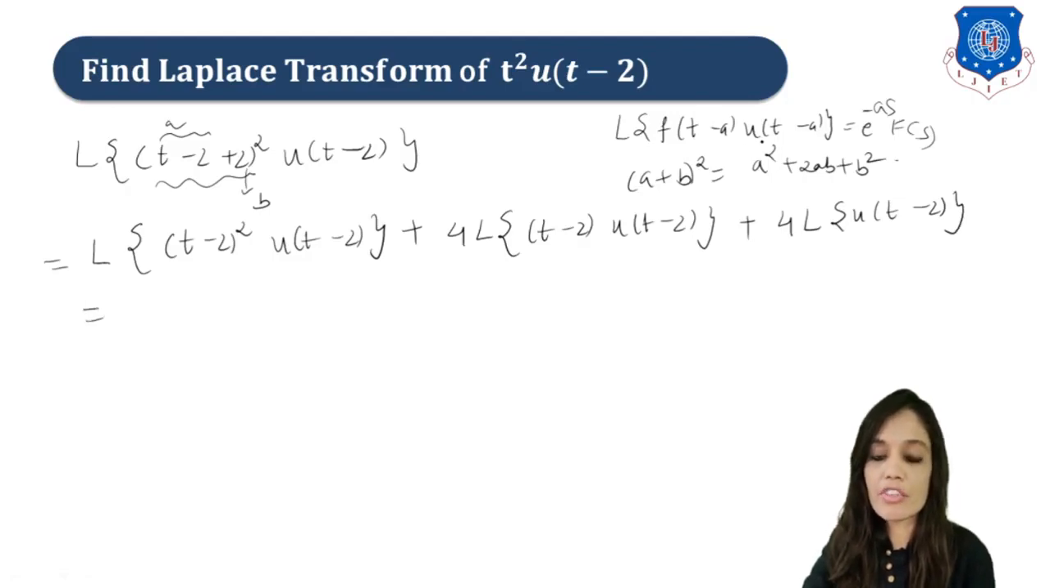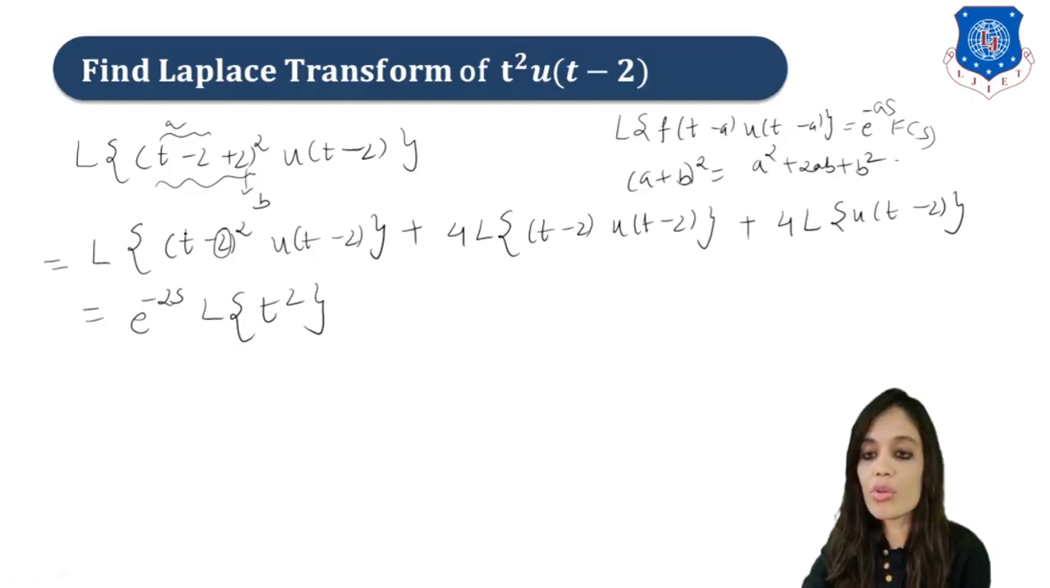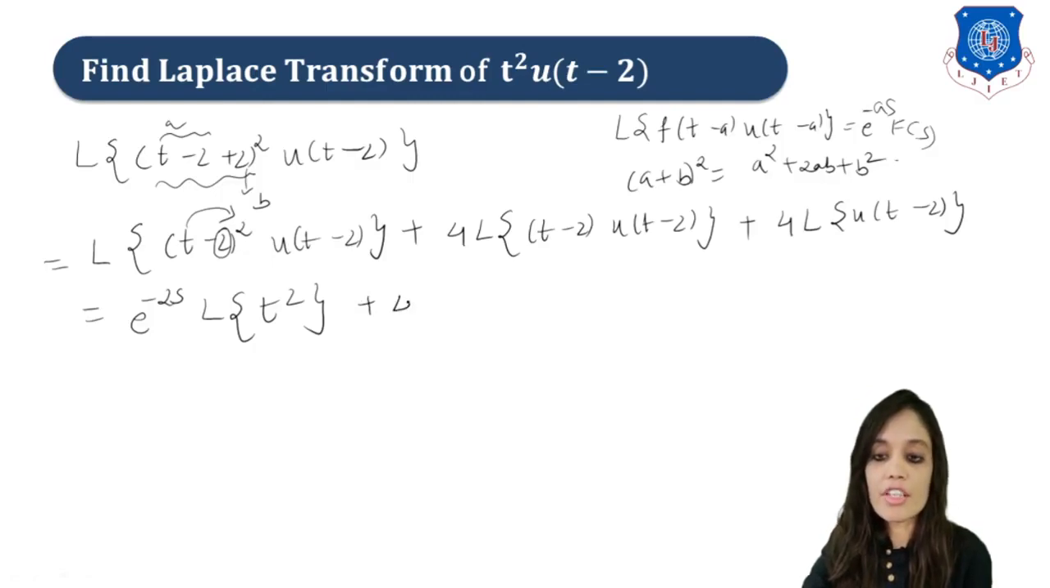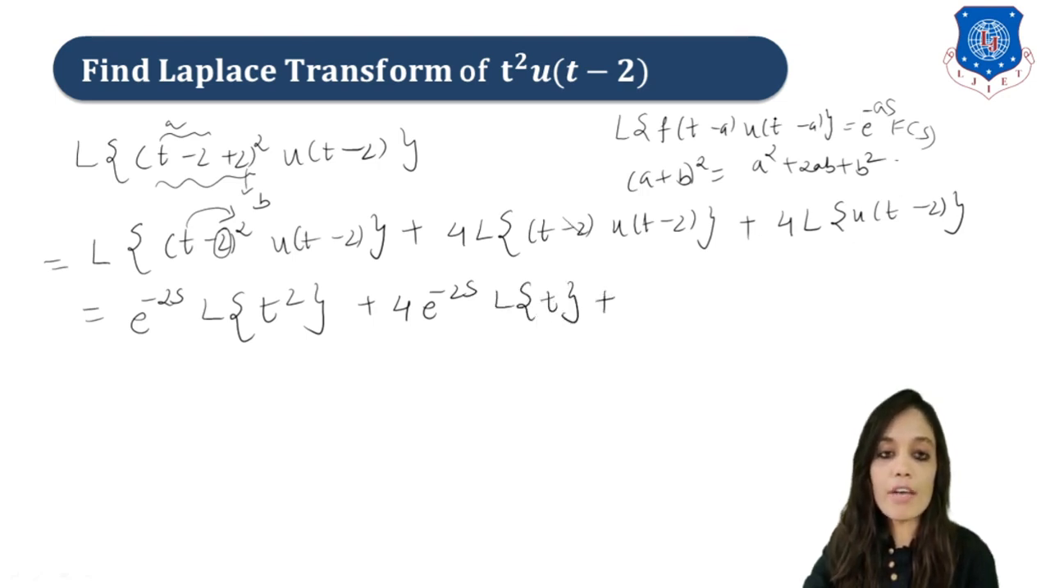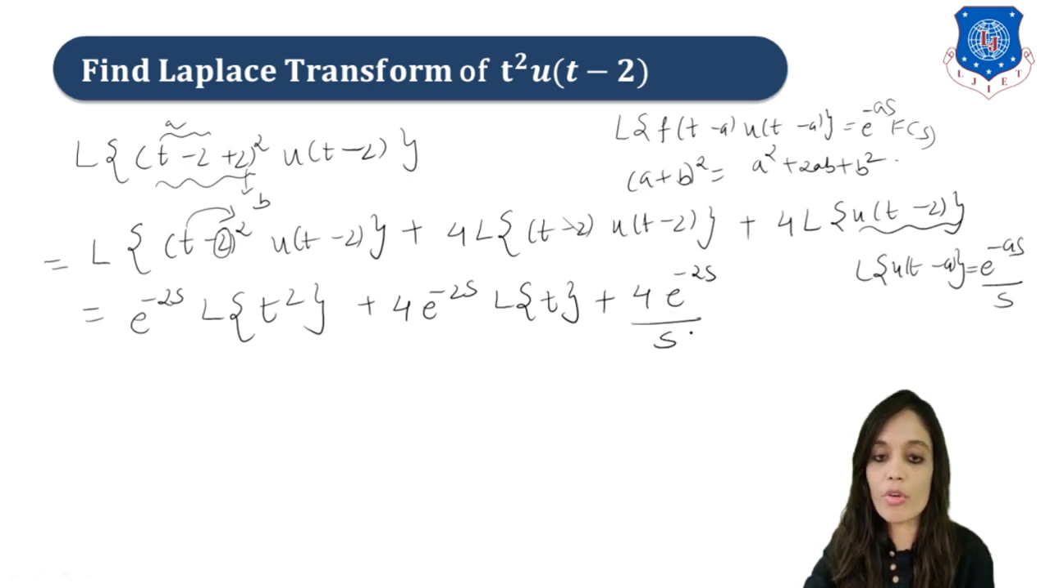Now just apply the second shifting theorem. Answer will be what? E raised to minus as. Again a is 2. So e raised to minus 2s Laplace of what? T square. Ignore this 2 and whatever remains is your function. So t square will come. Again we will have answer as 4 times e raised to minus 2s. Ignore this 2. So Laplace of t. And lastly we know that Laplace of ut minus a, right? We know the formula of this. It will be e raised to minus as upon s. So answer of this will be 4 into e raised to minus 2s upon s.